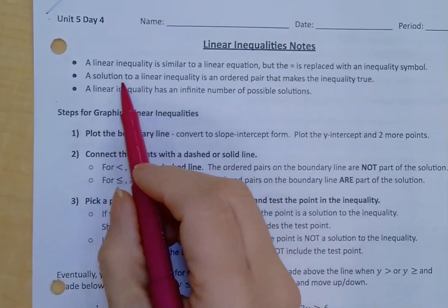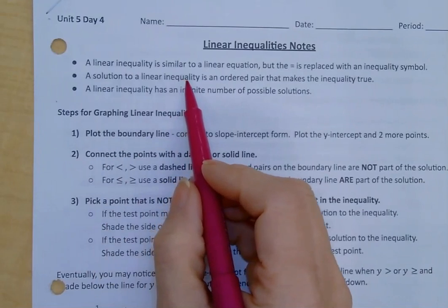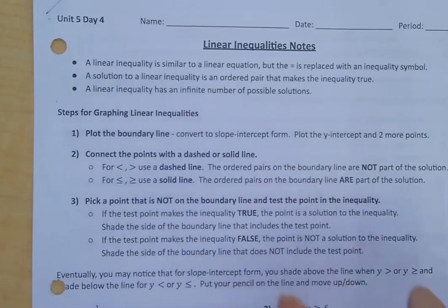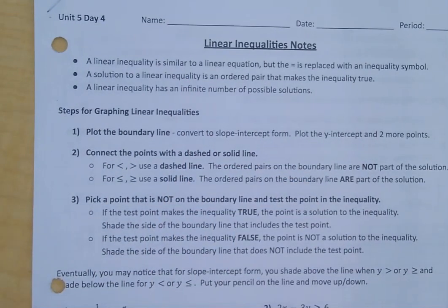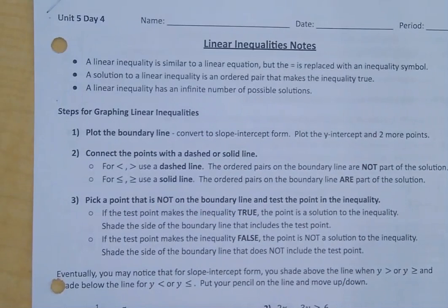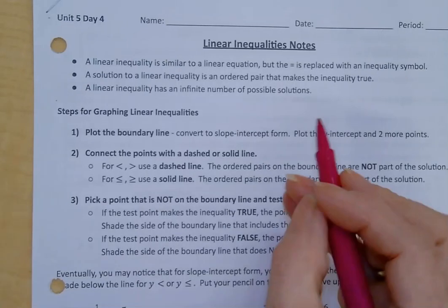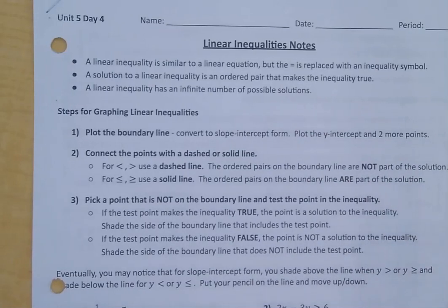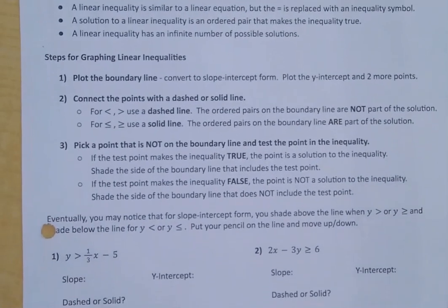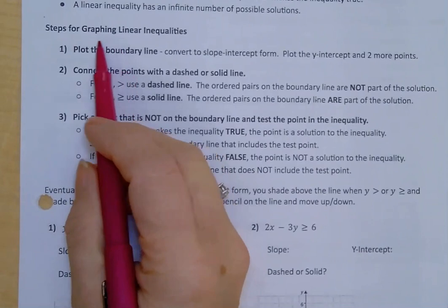A linear inequality is similar to a linear equation, except that the equal sign is replaced by an inequality symbol. The solution to a linear inequality is any ordered pair that would make that inequality statement true. So you'll have more than one answer generally. A linear inequality has an infinite number of possible solutions, and we'll show you how you can see those on a coordinate grid.